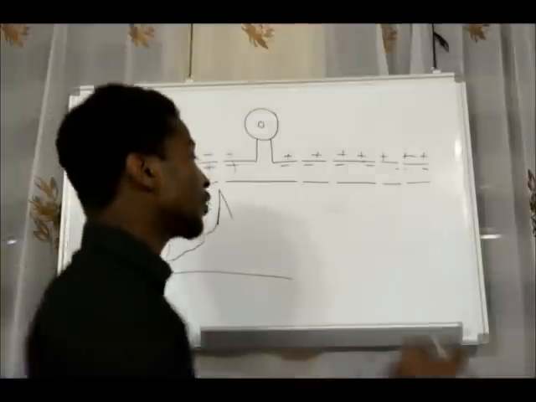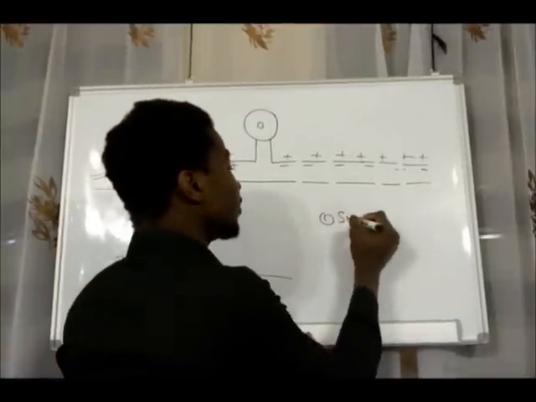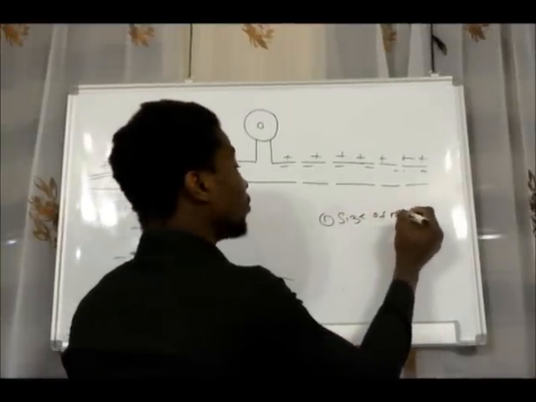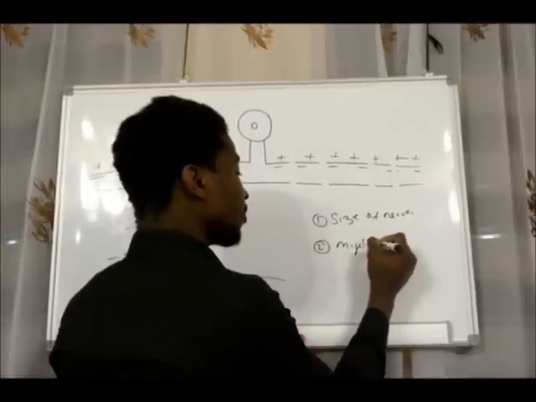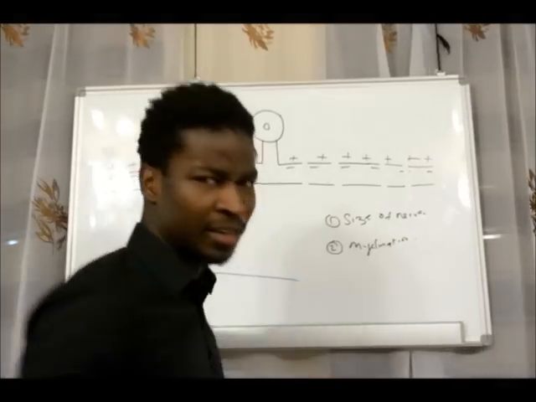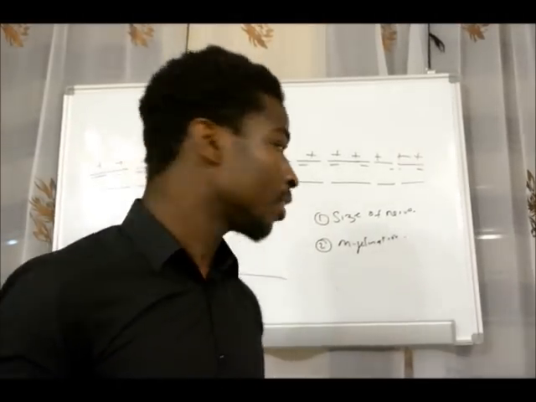So I mentioned two things. First of all, it was the size of the nerve or neuron. Second is what? Myelination. Say myelination. What is that? Yeah, myelination.